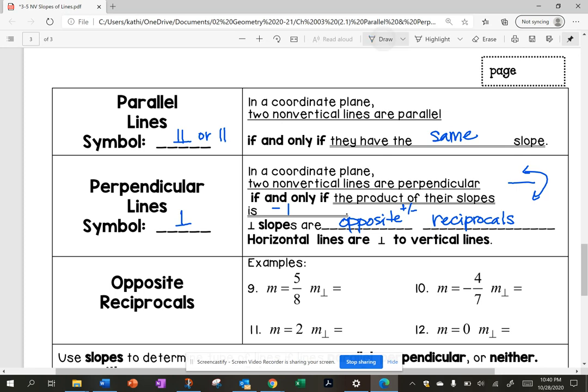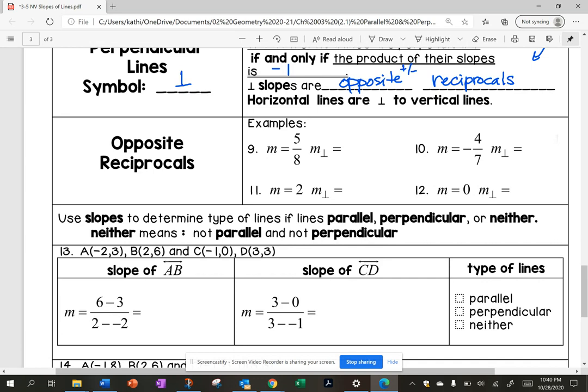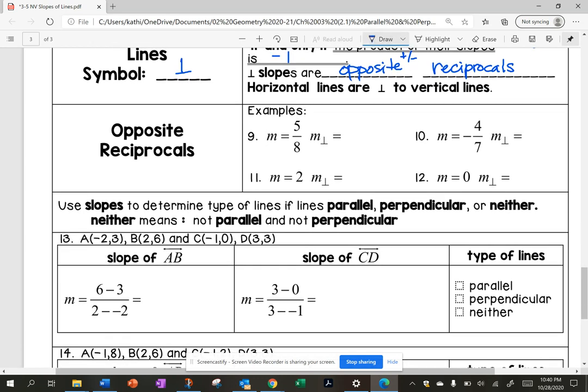All right, so let's do a couple examples. Some opposite reciprocals. So opposite means plus to minus or minus to plus, and reciprocals means switch what's in the numerator and the denominator.